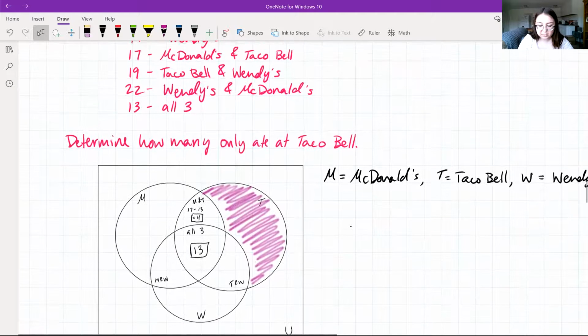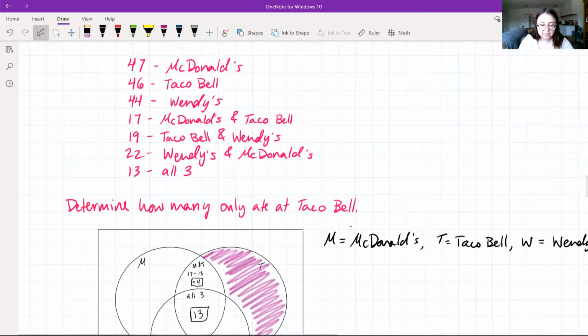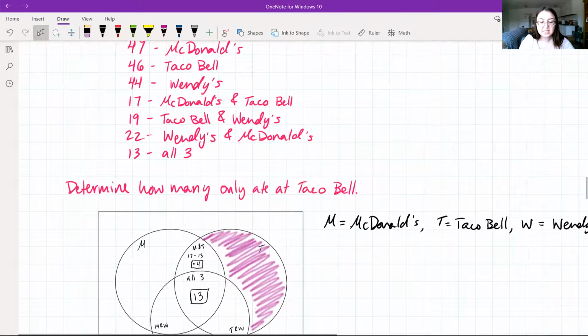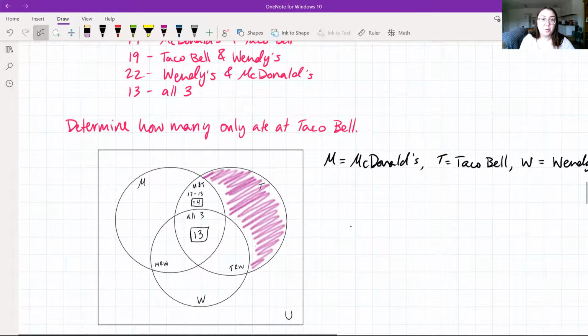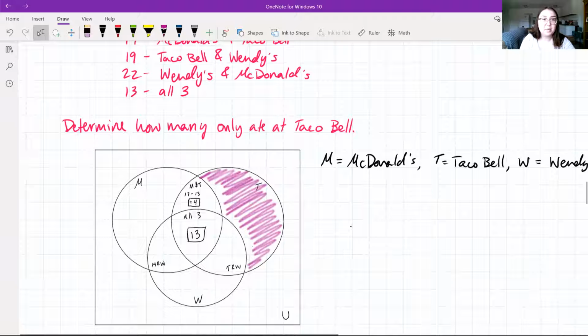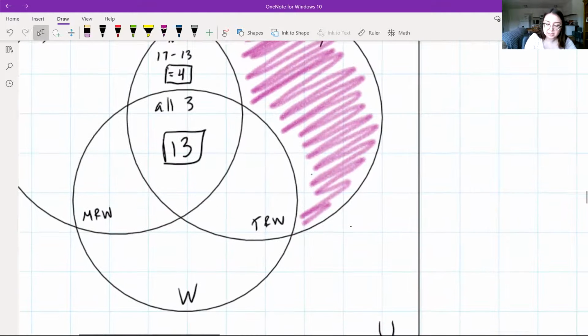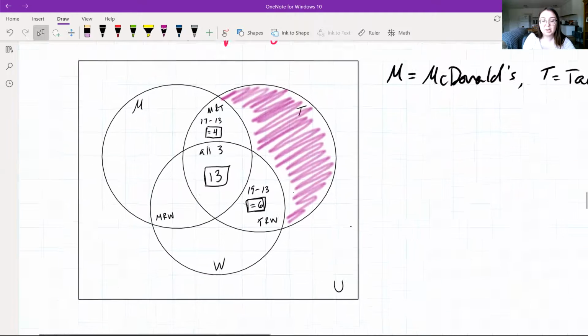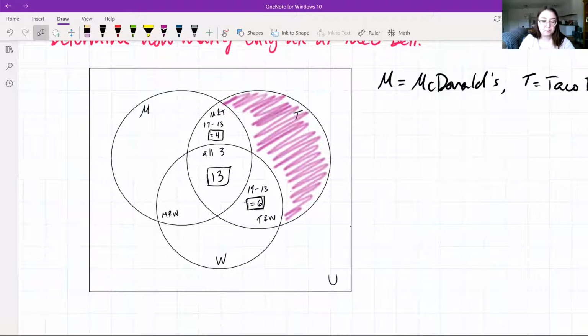Then we want to move into our next value. So let's do Taco Bell and Wendy's. We had that 19 people ate at Taco Bell and Wendy's. But we know that 13 people ate at all 3. So we're going to take 19 minus 13, and that's going to equal 6. So 6 people ate at Taco Bell and Wendy's. For the sake of our problem, since we only want to know who ate at Taco Bell, we have all the values that we need.